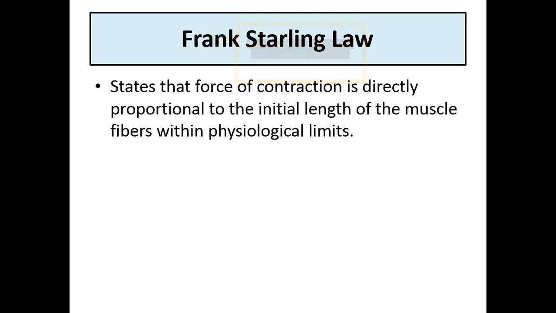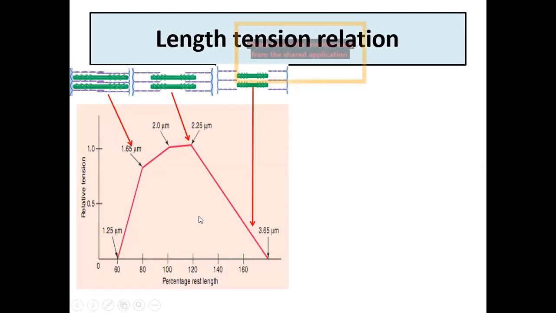So we must know what this physiological limit is, and that is shown in this graph, which is again the length tension relationship, where on the x-axis you have the length and on the y-axis you have the tension. If you observe here, the numbers written here, 2, 2.25, 1.65, are all the lengths of the sarcomere. When the sarcomere length is between 2 to 2.25 microns, the maximum tension is seen. So when the sarcomere length is between 2 to 2.25, the tension developed in the muscle is maximum.